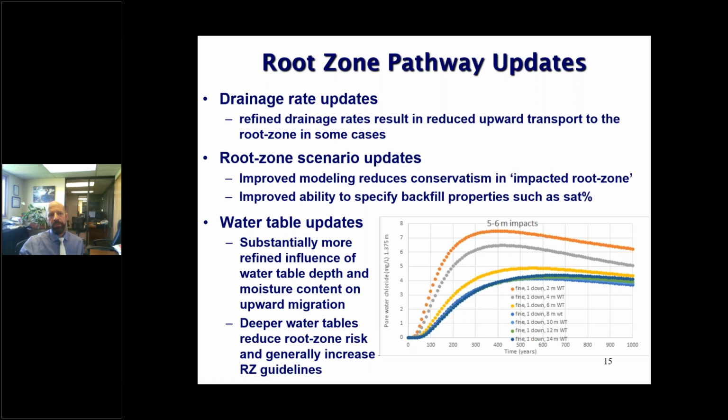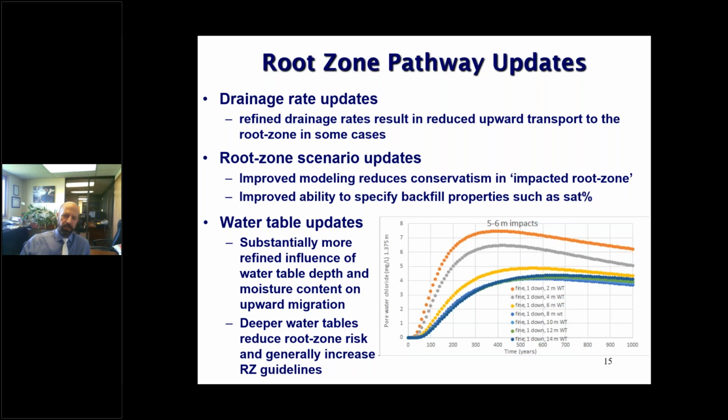The root zone pathway: one of the things that has happened for it is that the drainage rate updates affect the root zone pathway in several different ways, largely affecting the rate at which chloride discharges up into the root zone. There've been some changes also with how shallow soils are handled in terms of excavation and backfill properties, which can be dialed in a little bit more, like specifying sat percent. Conservatism in the impacted root zone scenario is reduced now.